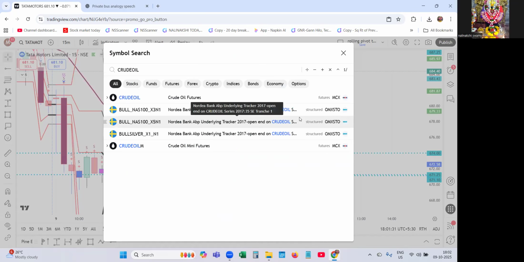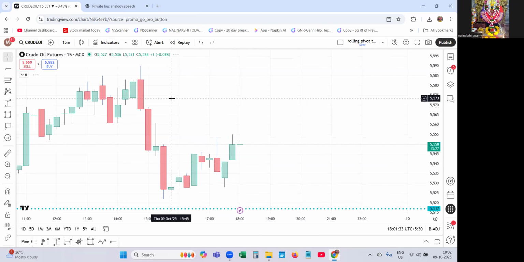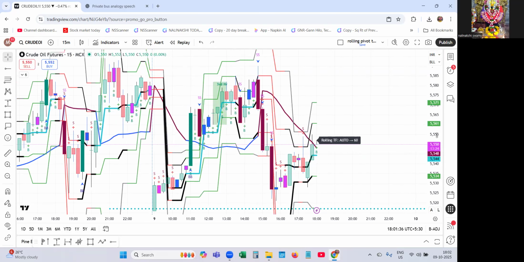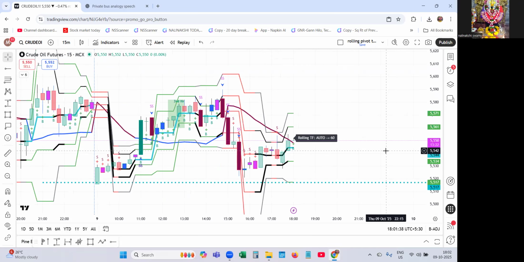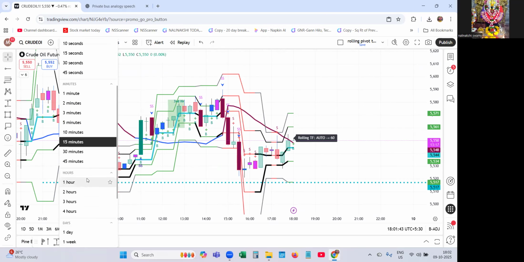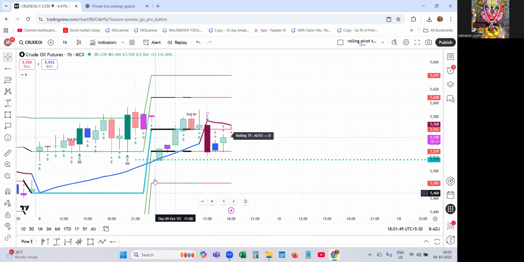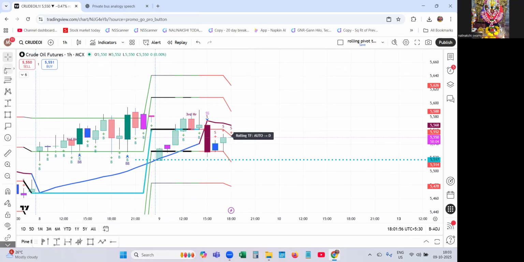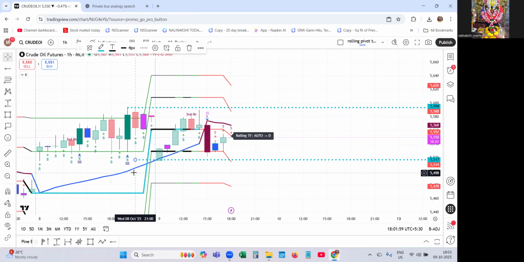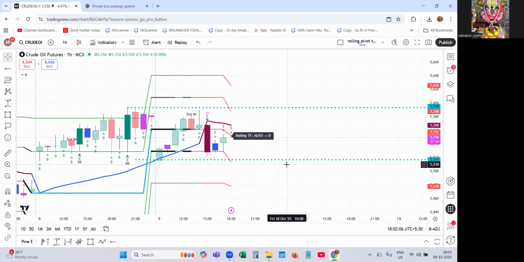Crude oil, let me go to the crude oil futures. You need to tell me what is happening in the market. Let us start from the hourly chart, because from the morning 9 p.m., the bus went in this direction. The bus proceeded in this direction. It was the end point. Again, the bus has come back, and now the direction is still down.